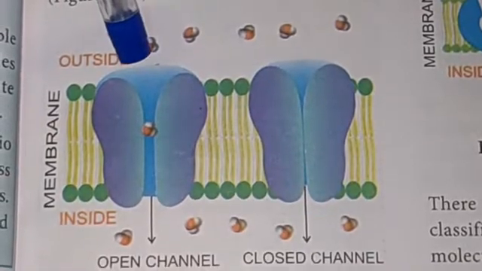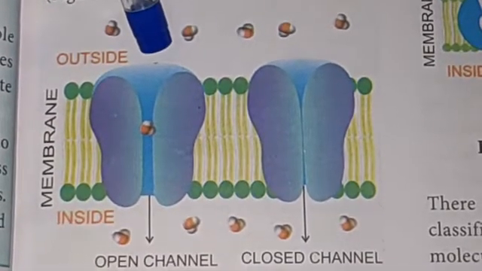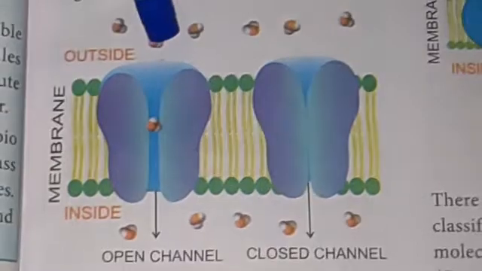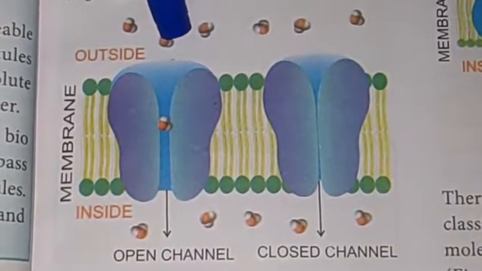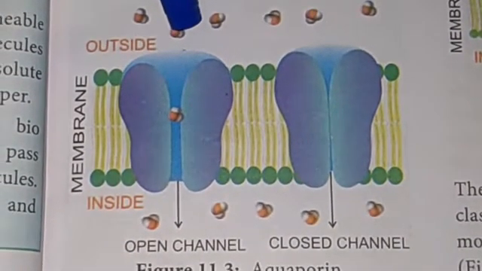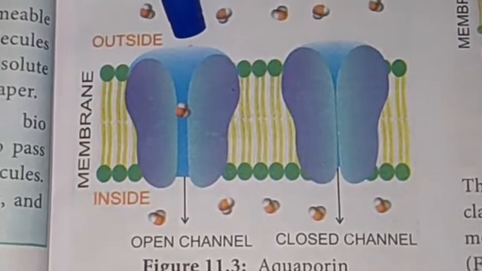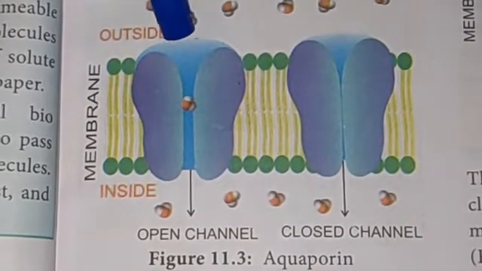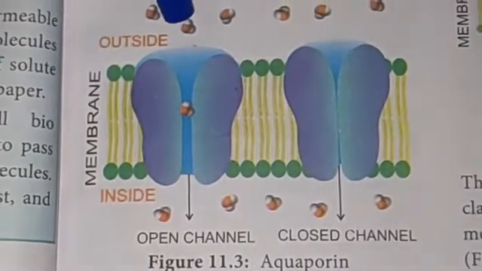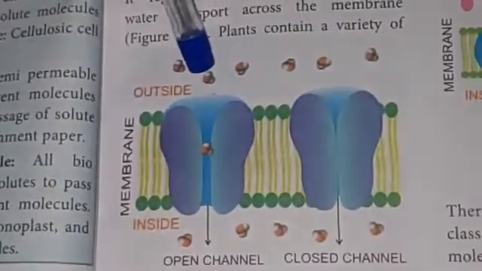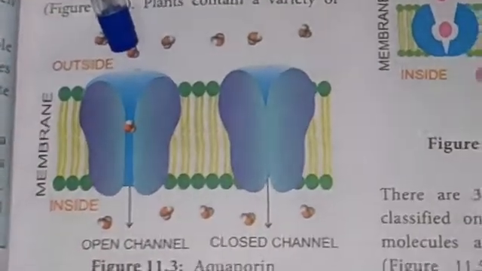In addition to water, they increase the permeability of the membrane to water, and they confer drought and salt stress tolerance. So aquaporins also confer drought and salt stress tolerance.